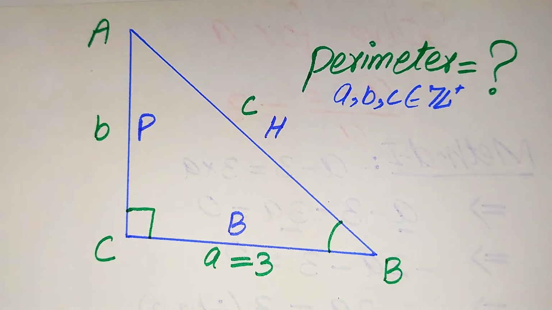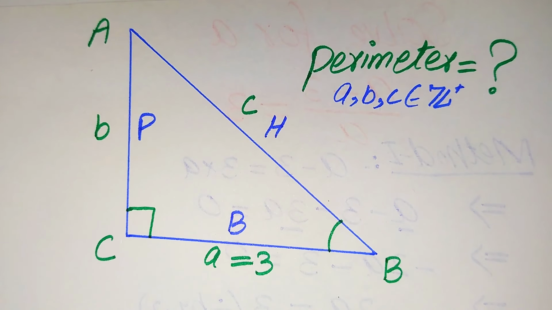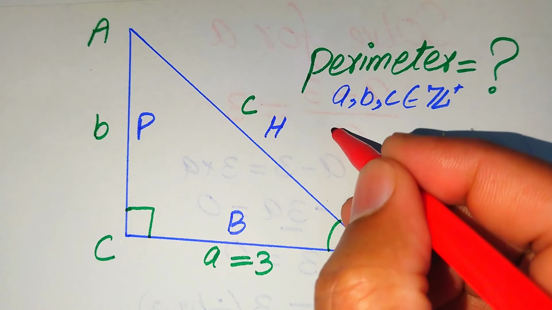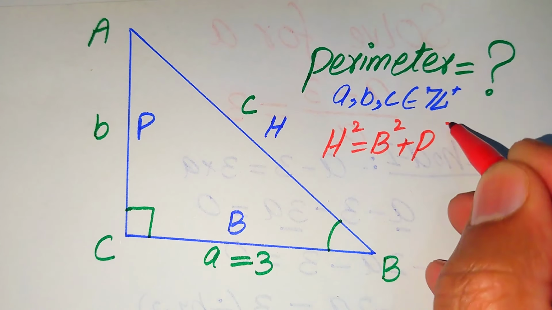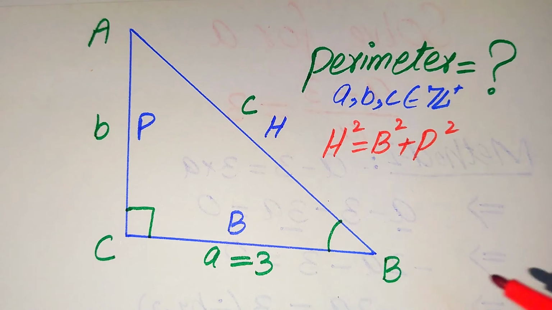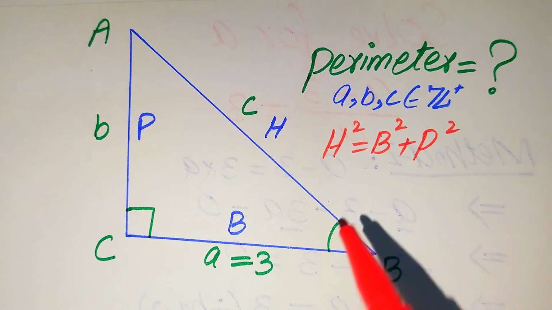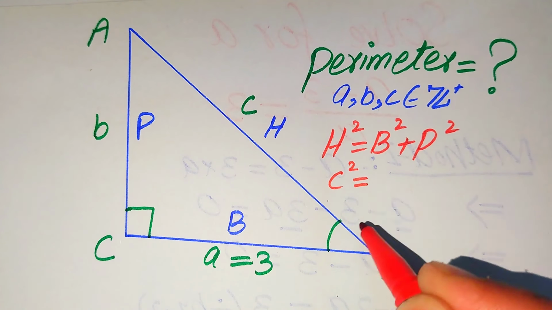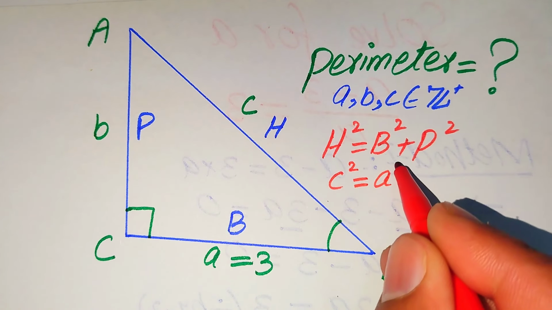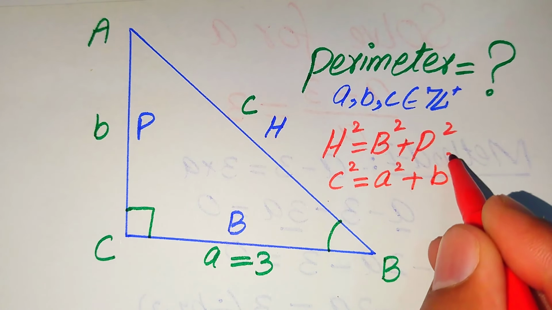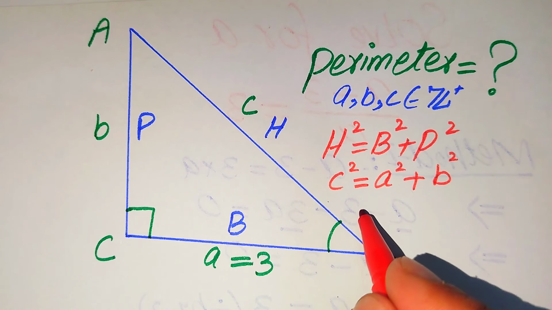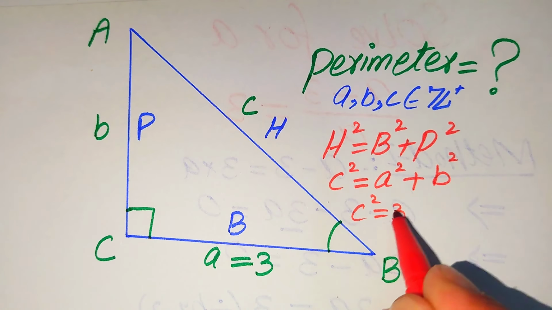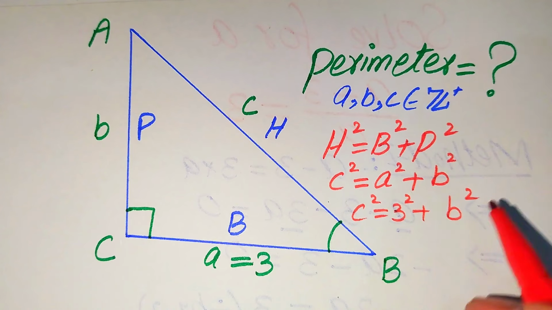So we solve this problem with the help of the Pythagoras theorem, which you know very well. The Pythagoras theorem is stated as hypotenuse squared equals base squared plus perpendicular squared. In this right triangle the hypotenuse is c, so it becomes c squared, the base is a squared, and the perpendicular is b squared. Substituting a equals 3, we get c squared equals 3 squared plus b squared.